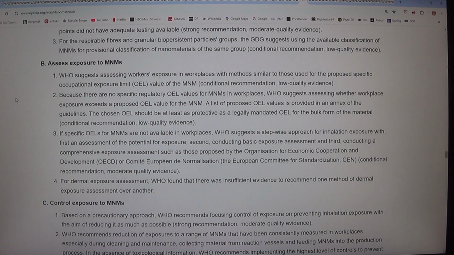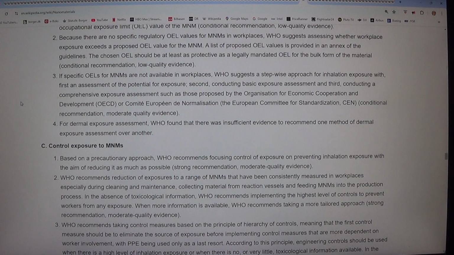3. If specific OELs for MNMs are not available in workplaces, WHO suggests a stepwise approach for inhalation exposure with, first, an assessment of the potential for exposure, second, conducting basic exposure assessment, and third, conducting a comprehensive exposure assessment such as those proposed by the Organization for Economic Cooperation and Development, OECD, or the Comité Européen de Normalisation, the European Committee for Standardization, CEN. Conditional recommendation, moderate quality evidence.